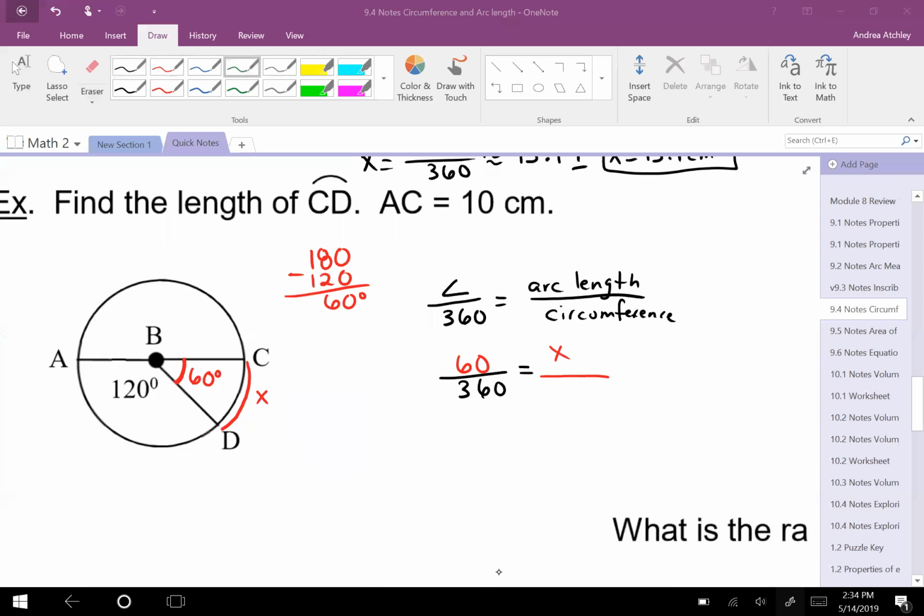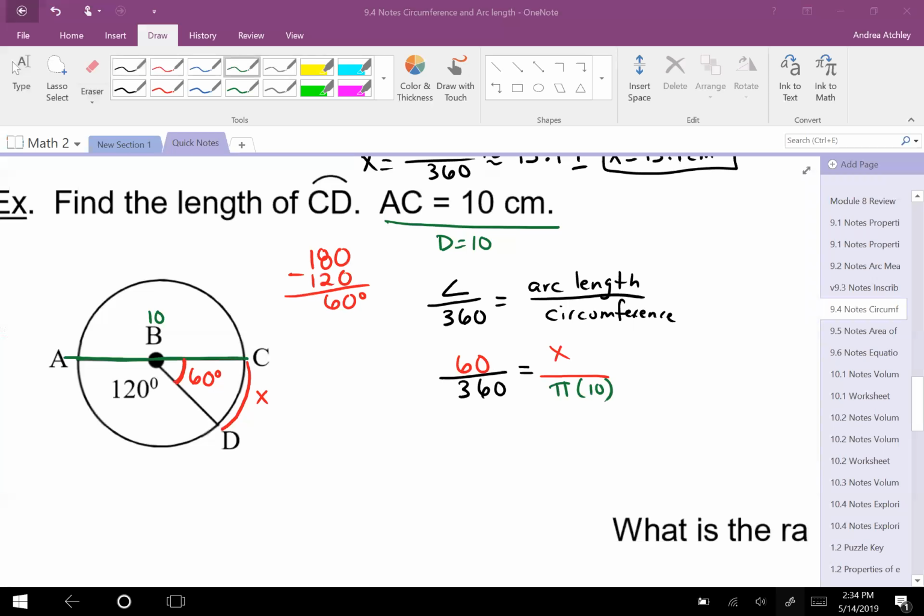Now, they didn't give me a radius in the picture, but they did say that AC, right here, is 10. So that's from here to here. AC is 10. So this is my diameter. So we're going to do pi times the diameter of 10. Any questions?